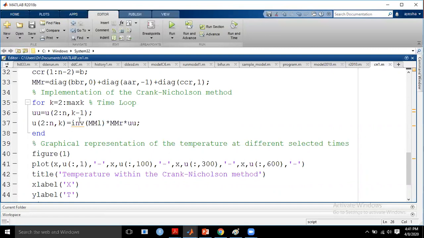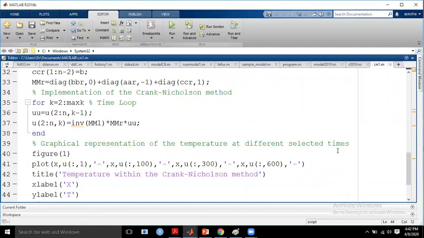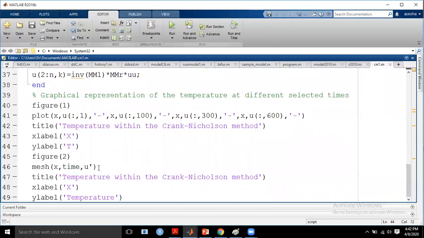Okay, now this is nothing but exactly the same numerical scheme, and R's were absorbed here as the boundary conditions. Once your numerical scheme is ready, now you are going to plot it. How will you plot it? There are two ways. Either you can plot the line plot, or you can plot the surface with the help of mesh. X, time, and U is the temperature.